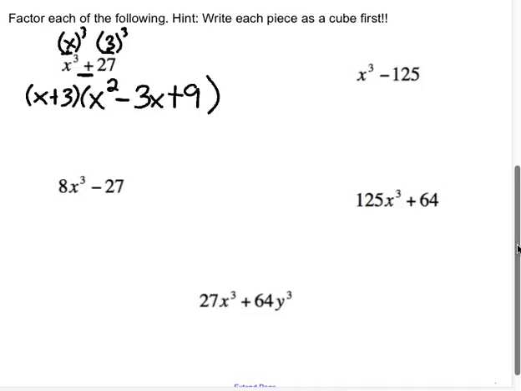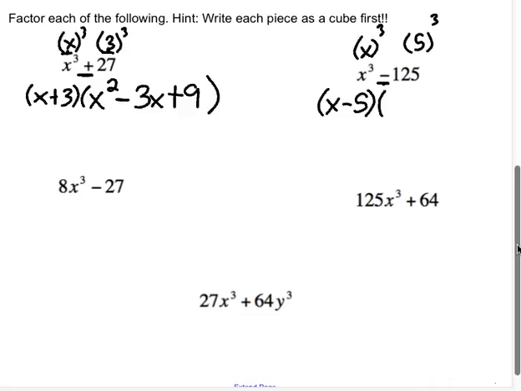Okay, so first step, always write it as a cube first. So x cubed and 5 cubed. The linear piece is literally just those pieces. So x minus 5, because this time there's a minus there, okay? That sign always carries to the linear piece. The quadratic is pulling 2 things at a time.